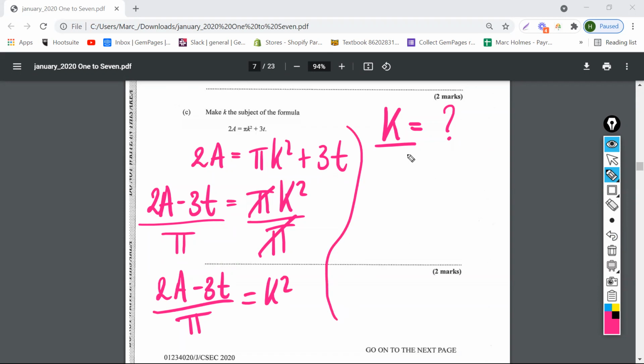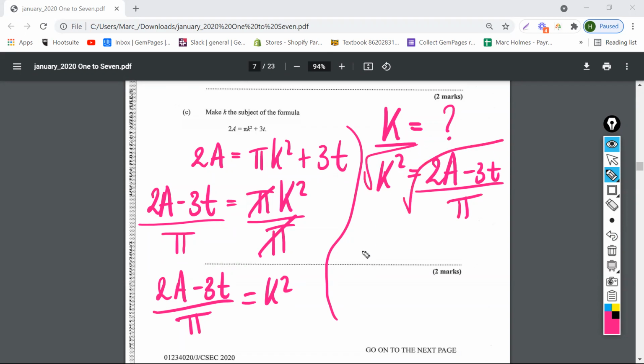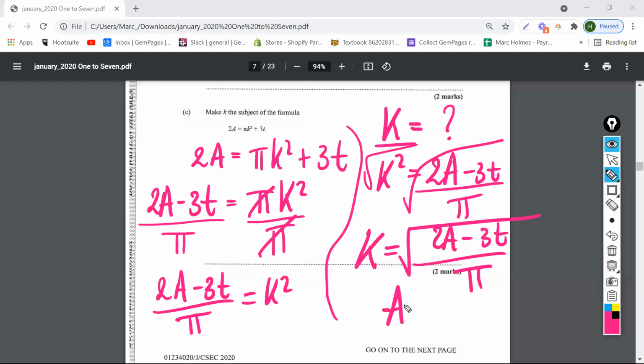Now, we need K by itself. We don't need K squared. So we're going to end up with K squared is equal to 2a minus 3t over pi, but we need to get rid of the squared. So we're going to square root both sides. And we're going to end up with K is equal to the square root of 2a minus 3t over pi. Cool. And this is the answer.